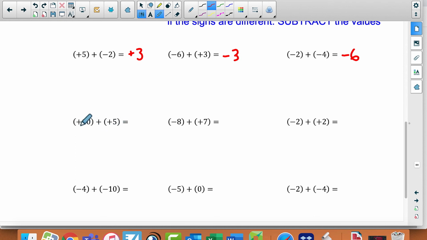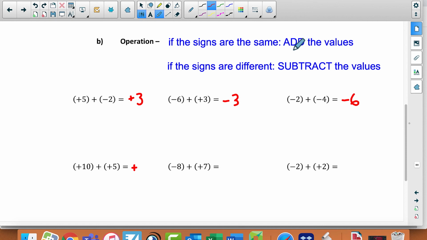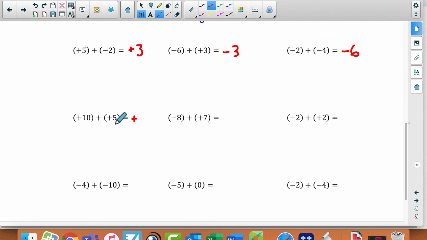10 is bigger, and the sign is positive, so it's definitely going to be positive. Now, the signs are the same. Remember, if the signs are the same, you're going to add the values. So 10 and 5 is 15. It's like you have 10 positives and 5 more. You have even more positives.